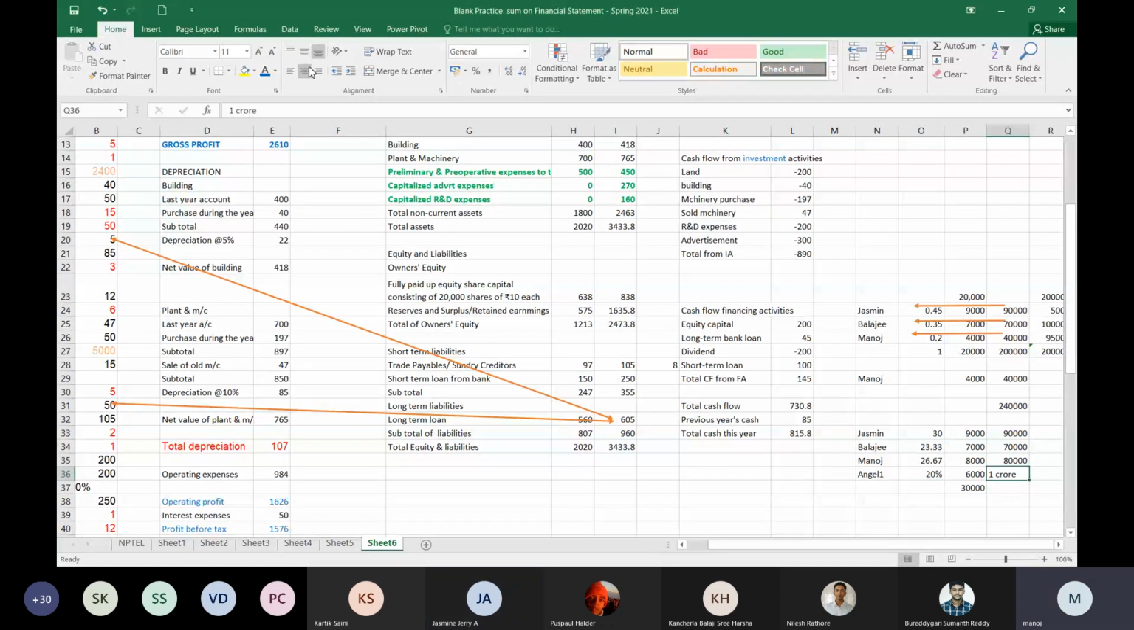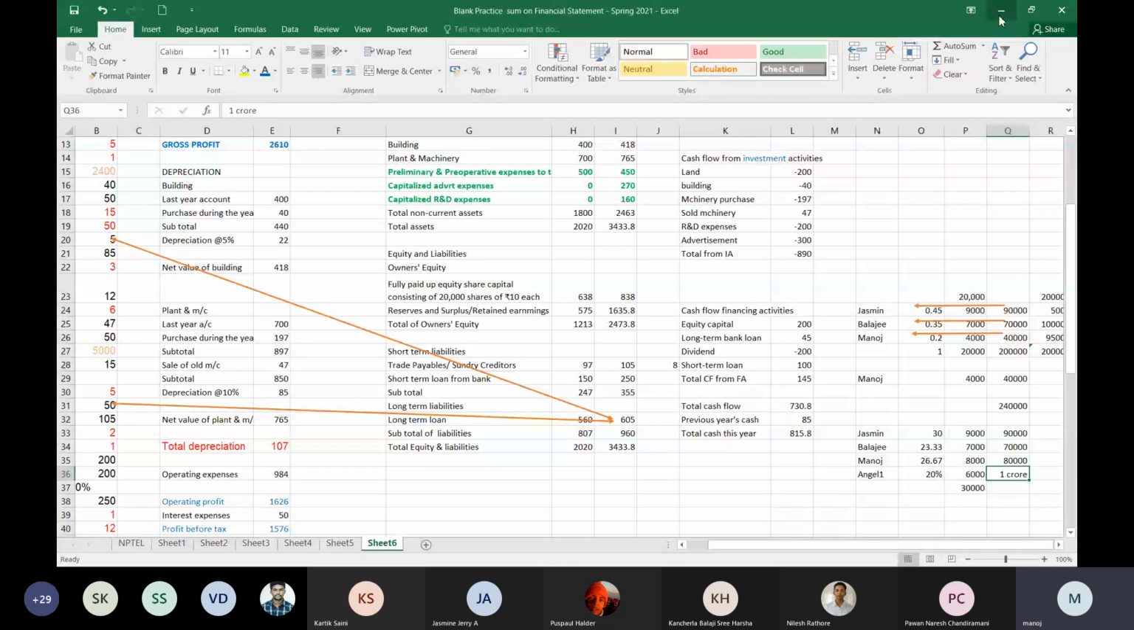Yes, sir. Okay, great. Any other question? It took half an hour. Sir, but in this, assume that the value of each share remains constant, right? 10 rupees. Value means face value or par value, that never changes.